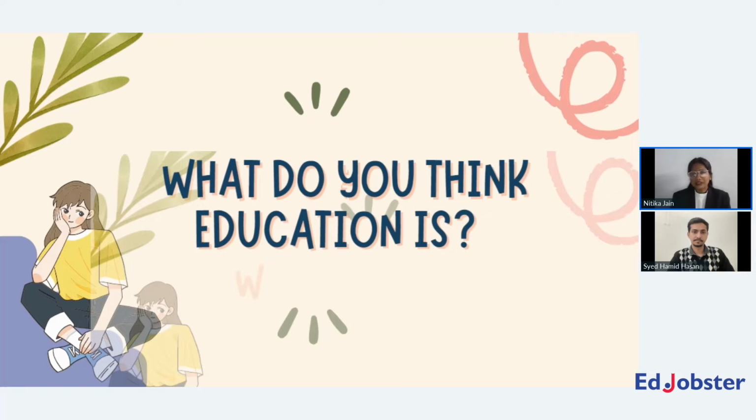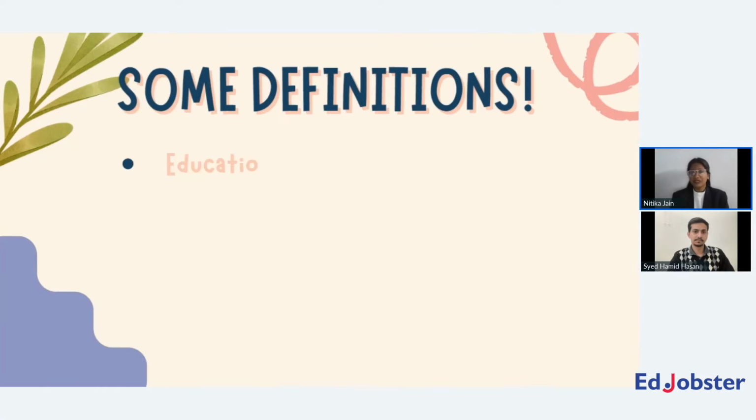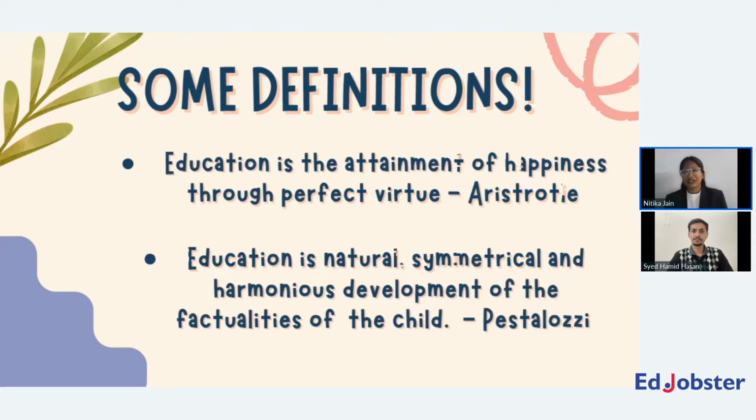If we go further, let us first look at a few of the definitions which are very common and that we can always see around. Education is the attainment of happiness through perfect virtues. Or education is the natural, symmetrical, and harmonious development of all the faculties of the child. When we say all the faculties, it must include the physical abilities, mental abilities, developmental delays or sub-developmental issues that can be addressed, or the basic milestones of development, for instance.